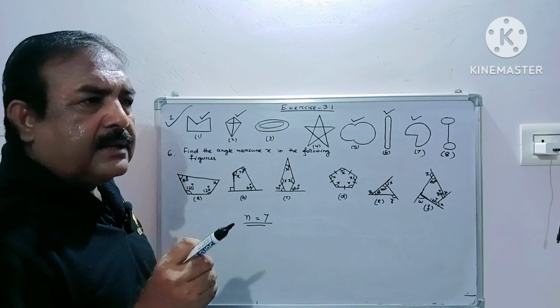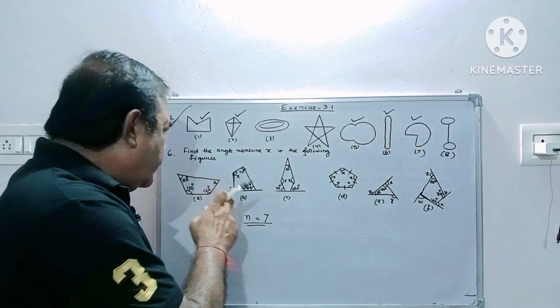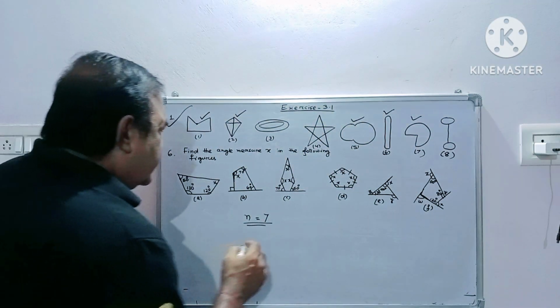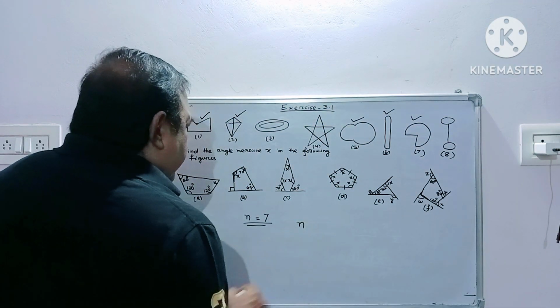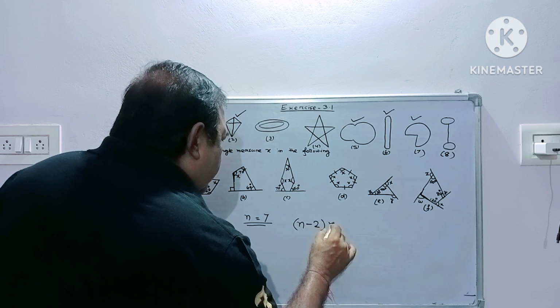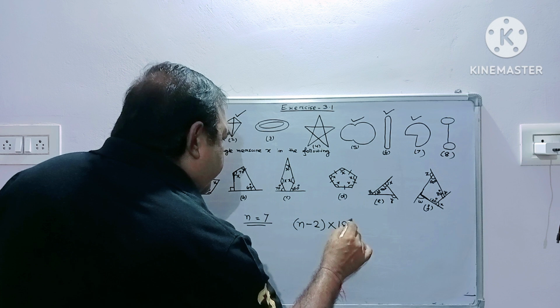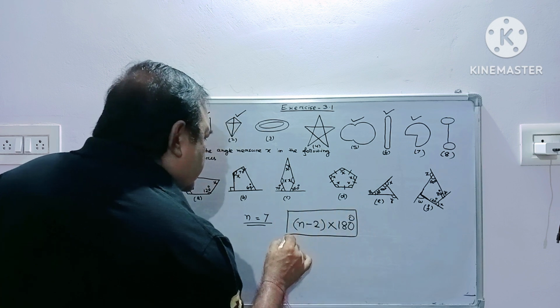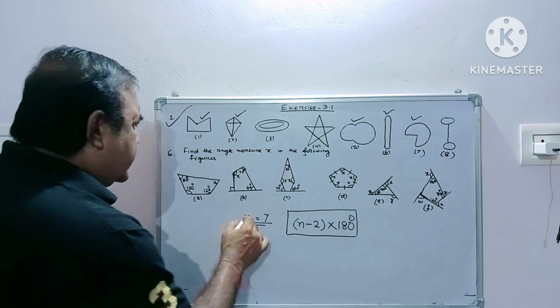Okay, and you will have to put the formula, like the diagonals, to know the sum of the measures of the interior angles of a polygon. If you know their sides, there is a formula and we will have to apply it. What is that formula? n minus 2 into 180 degrees. This is the formula you will have to remember, and put the formula and get the answer.